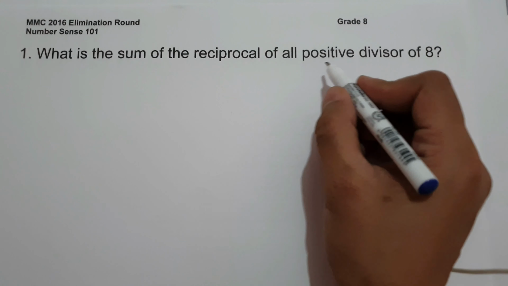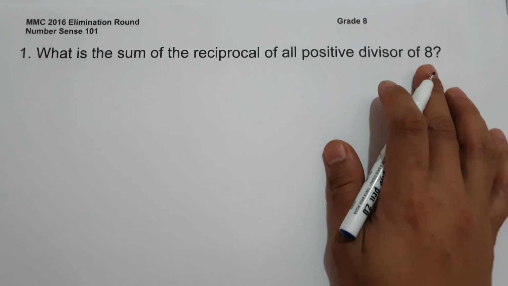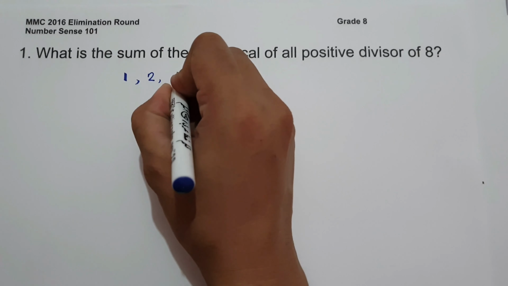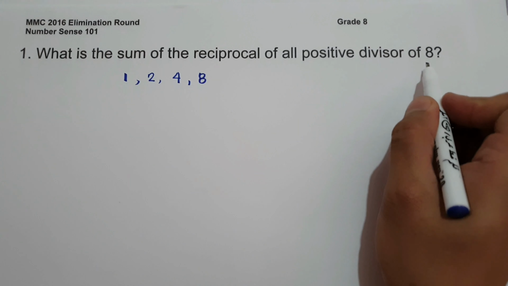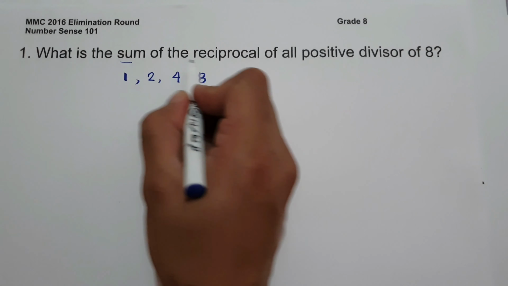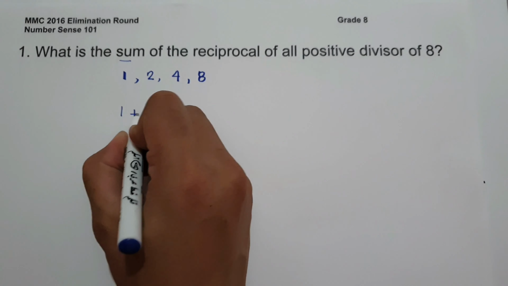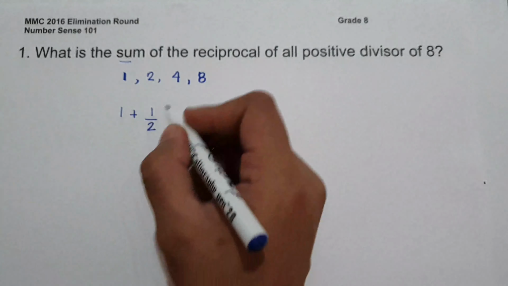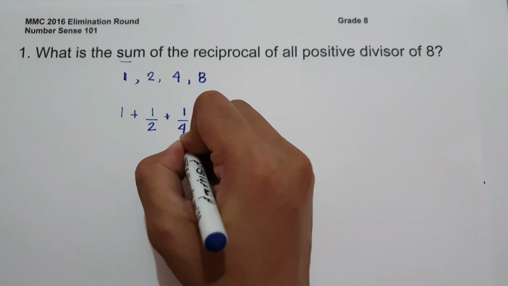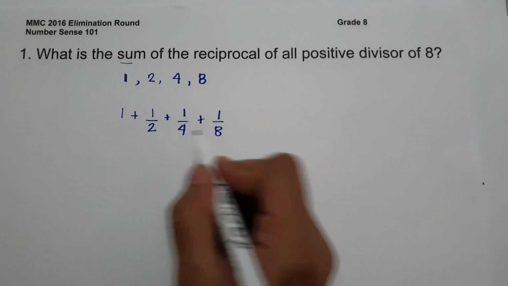Since we are talking about positive divisors of 8, let us identify first the positive divisors of 8. That is 1, 2, 4, and 8. So those are the positive divisors of 8. Since we are looking for the sum of the reciprocals, the reciprocal of 1 is 1, the reciprocal of 2 is 1/2, the reciprocal of 4 is 1/4, and the reciprocal of 8 is 1/8. So let us find the sum.